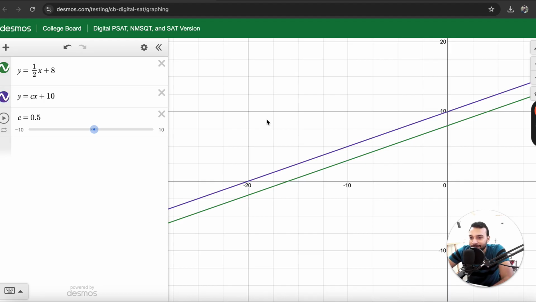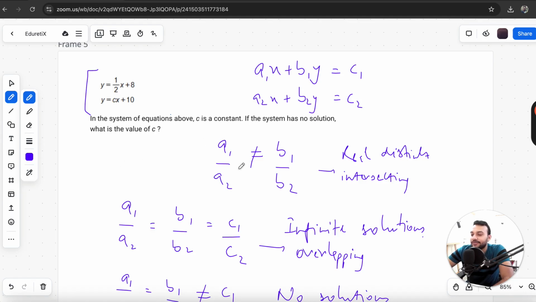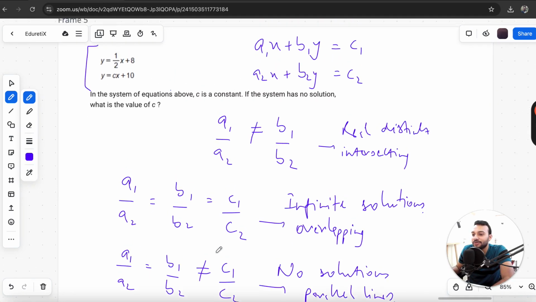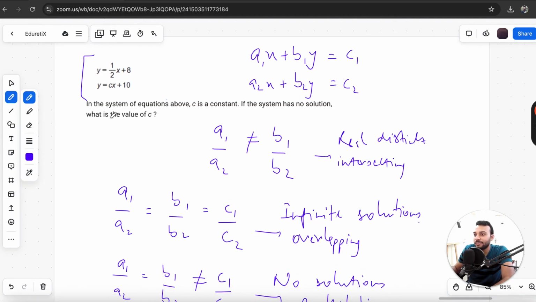They are parallel. Okay. Now C is equal to 0.5. We can place it here. So that becomes our answer. And from the rule also we can see that a1 upon a2 should not be equal to c1 upon c2 and should be equal to b1 upon b2.